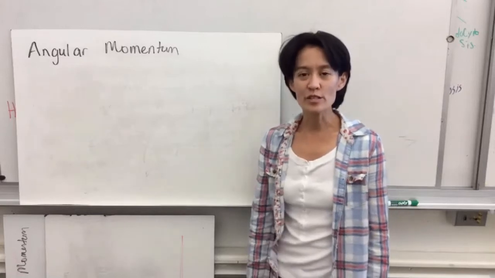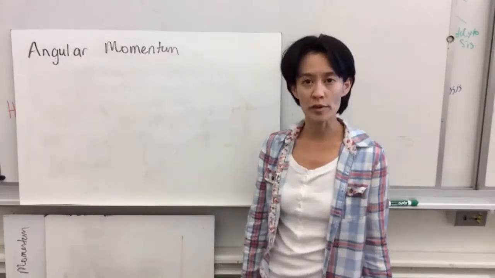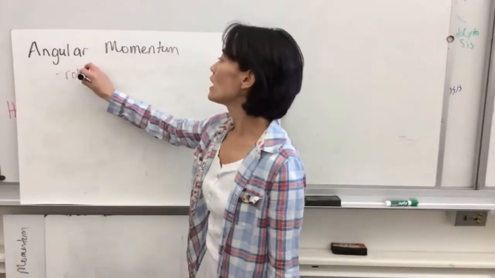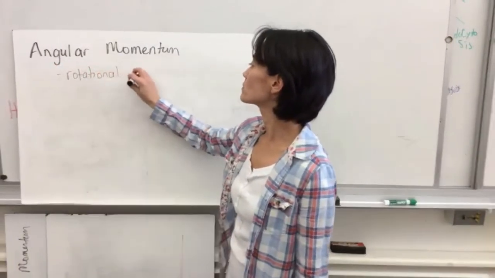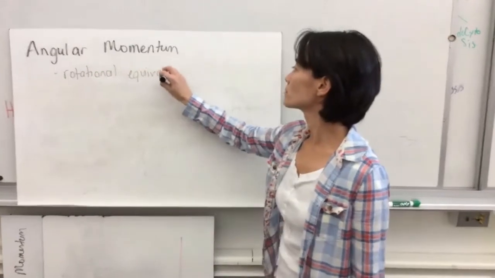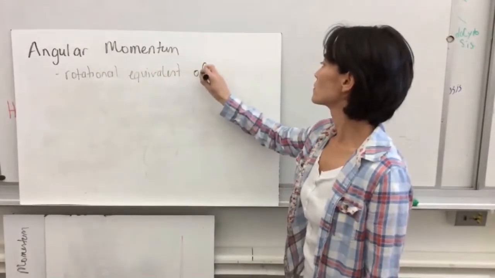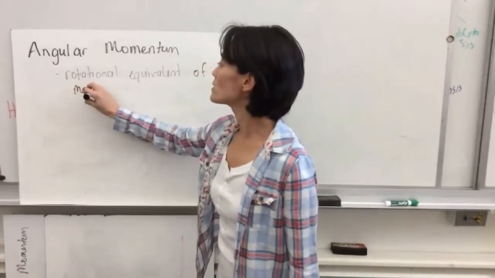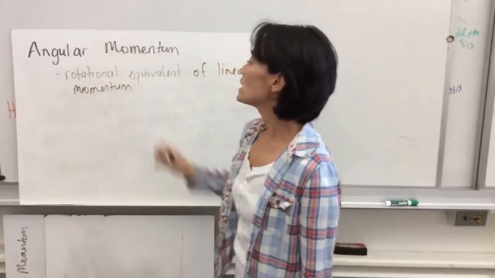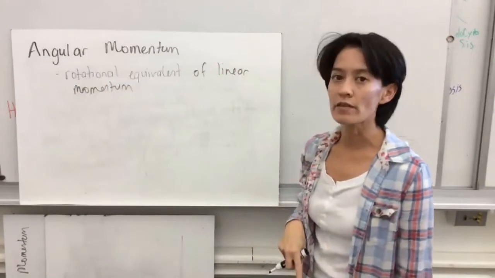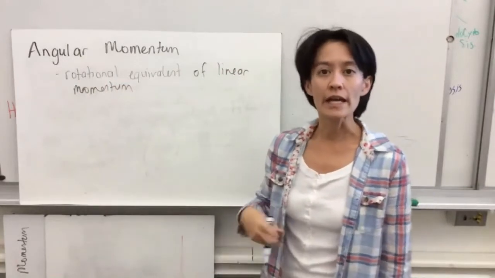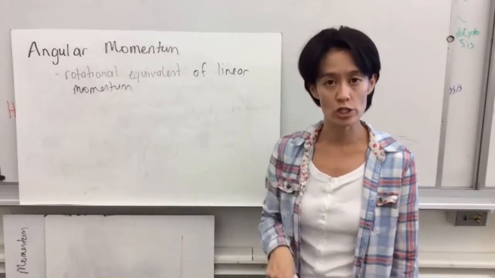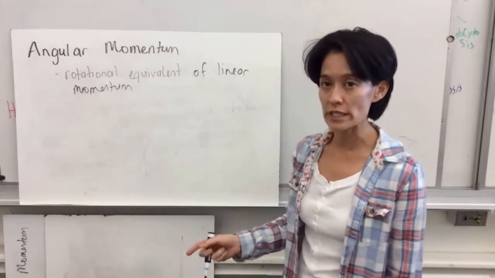All right, so this video is meant to introduce you to the idea of angular momentum. And angular momentum is the rotational equivalent of linear momentum. And just like linear momentum, if we think back, linear momentum was the product of an object's mass times its velocity. And angular momentum is going to be similar in that it's going to be the product of an object's rotational mass times its rotational velocity.